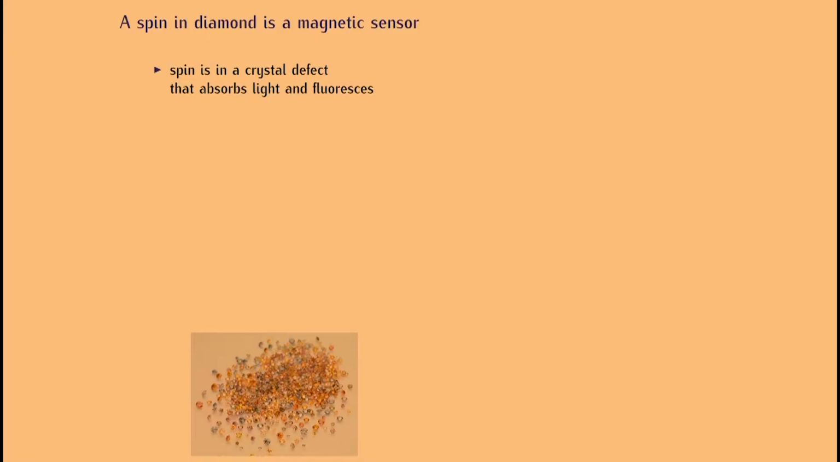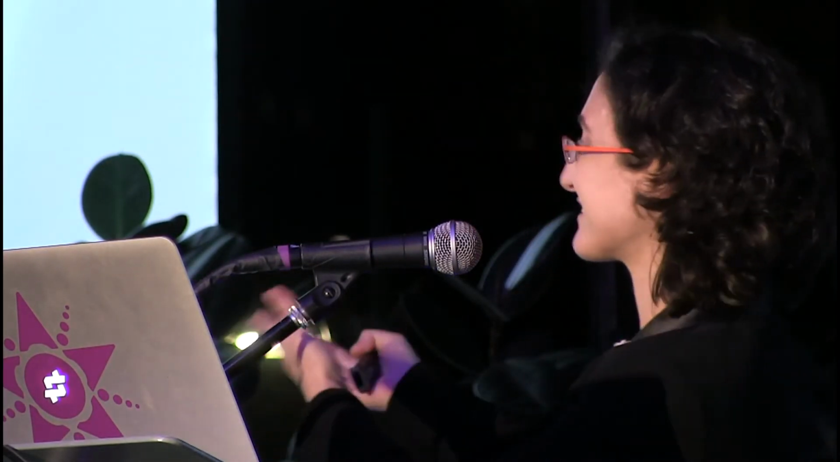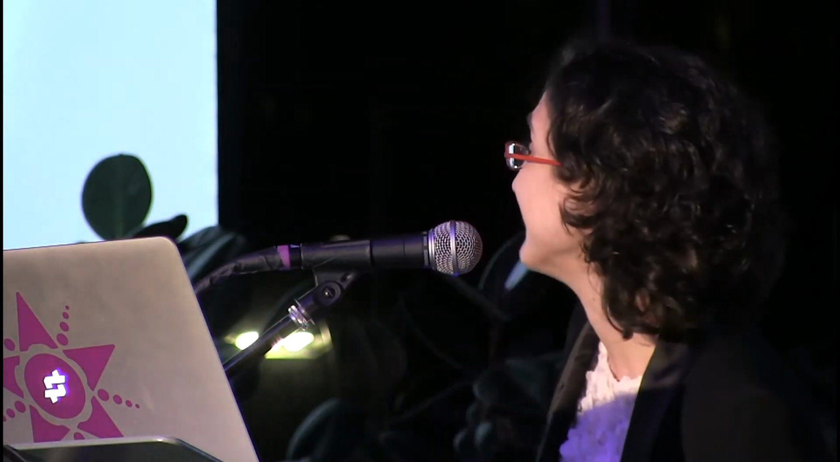So the spin that I'm talking about arises from a crystal defect in the diamond lattice, and it's called a color center in diamond. This only means that it absorbs light and it emits light, and this light is known as fluorescence. Color centers are responsible for the color of those beautiful diamonds that you see there.